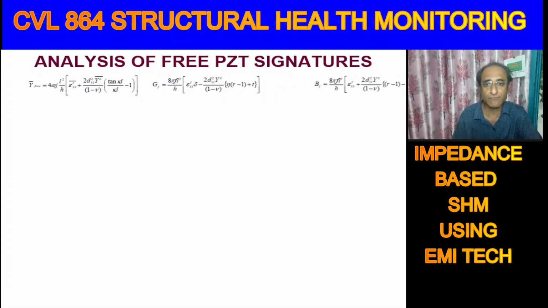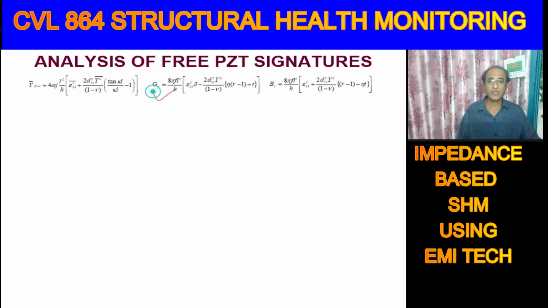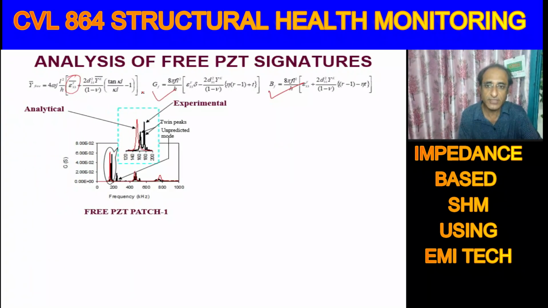Okay, so we can do a further analysis of the free piezo signature. These are our free piezo signatures for the real part and the imaginary part. We have just expanded these complex terms. If you expand the complex terms, you get it like this. Now for very small frequencies, we can do a quasi-static approximation, because for very small frequencies this term will be 0. This whole term will be equal to 0.